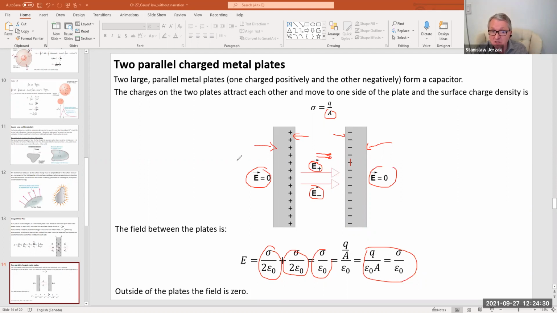Why outside 0? Because let's say at this point, that positive sheet produces electric field in this direction, away from positive. The negative sheet produces electric field at this point towards the negative, in this direction, and these two will cancel. The same on that side. Positive will produce electric field to the right, negative charge will produce electric field towards the negative, to the left, and these two will cancel. So electric field will be only present in between these sheets, like in a capacitor. Any questions about two parallel metal sheets?